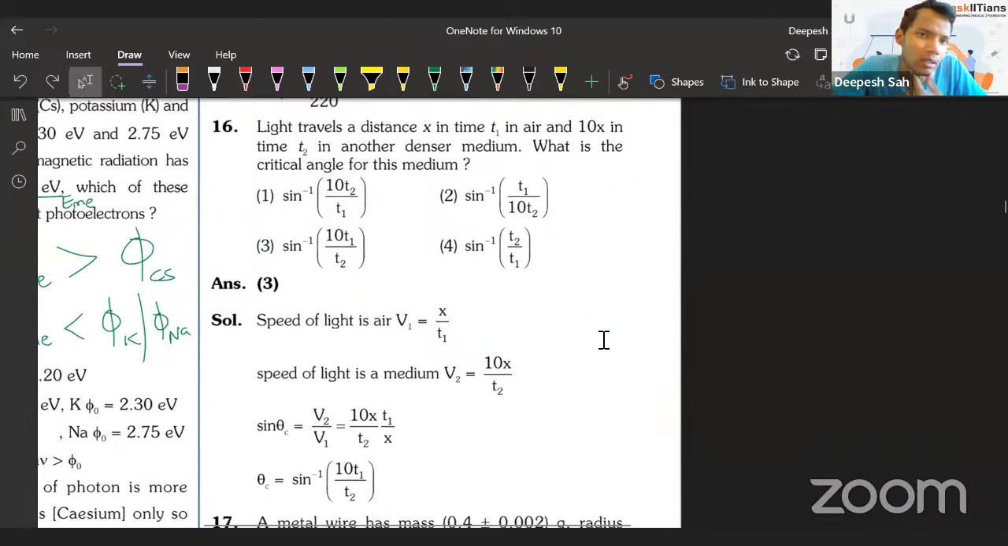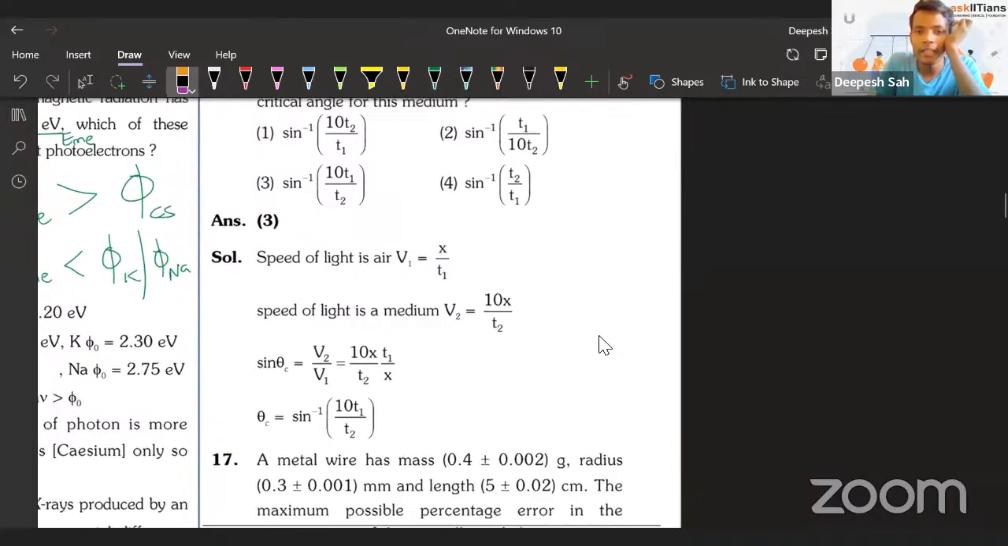Light travels a distance x in time t1 in air and 10x in time t2 in another denser medium. What is the critical angle for this medium? Now, this is again a good question, not a very easy question, I would say. It says that the speed of light in air, v1, is x by t1. Simple formula, speed equals distance upon time. In the medium, v2 is equal to 10x by t2, again distance upon time.